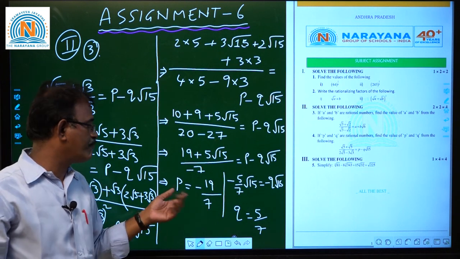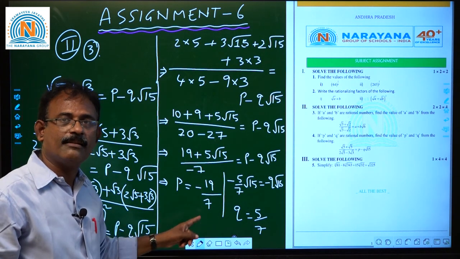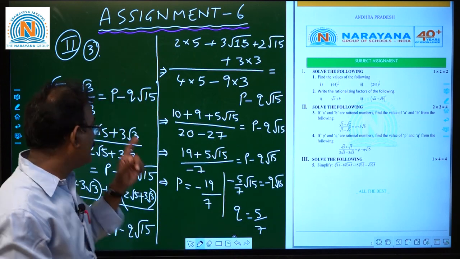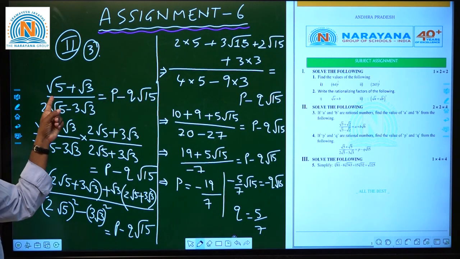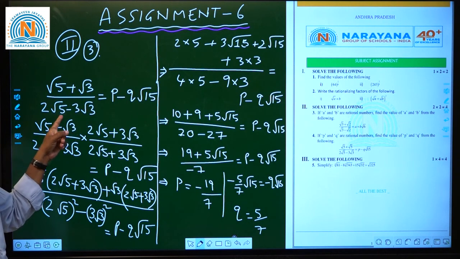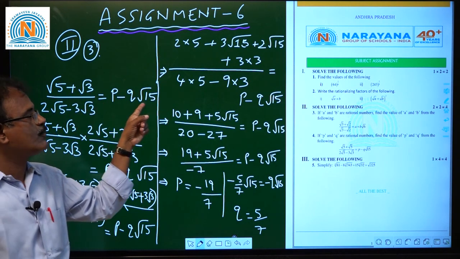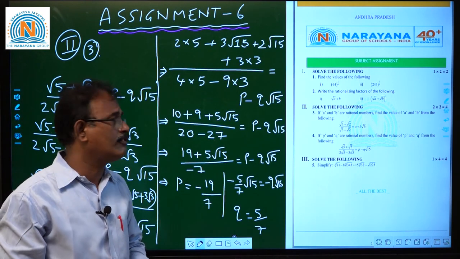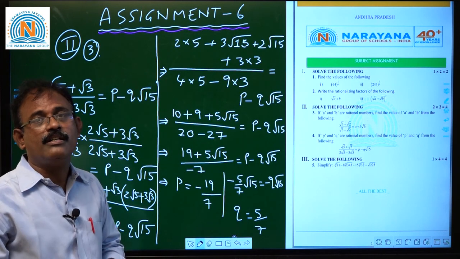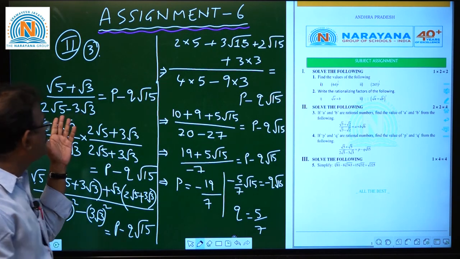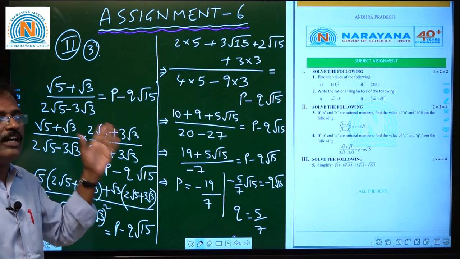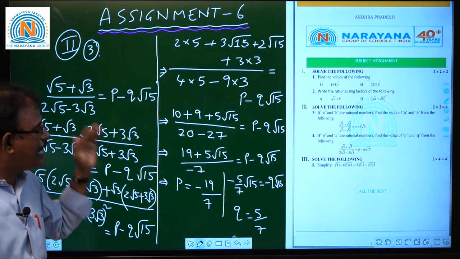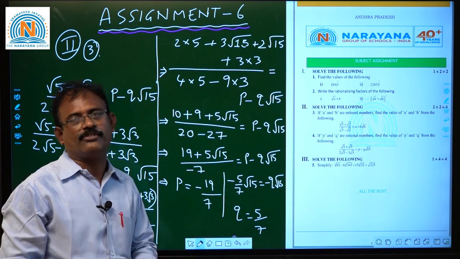So what are the values? P is equal to minus 19 by 7 and the value of Q is equal to 5 by 7 when the identity is given as (√5 + √3) divided by (2√5 − 3√3) is equal to P − Q√15. So this is the process of getting the values of variables when the variables are rational numbers, and it is 100% purely the values of rational numbers obtained by rationalizing the denominators and then equating the like terms, children.